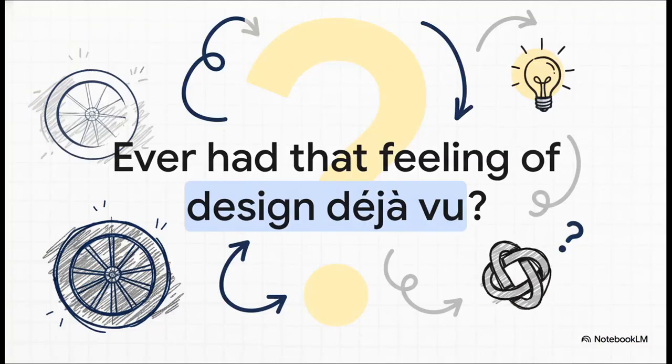The source material calls this design déjà vu, which is just perfect, right? It's that moment you know there's a good solution. You've probably even written it before, but you can't quite pull it from memory. So what happens? Well, you end up reinventing the wheel. And that doesn't just waste time, it litters your code with bugs and inconsistencies.